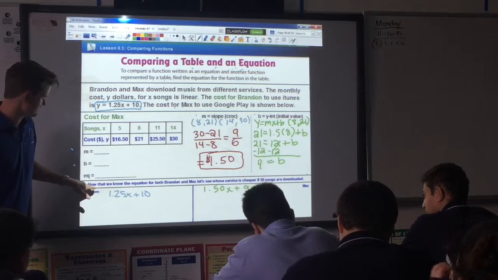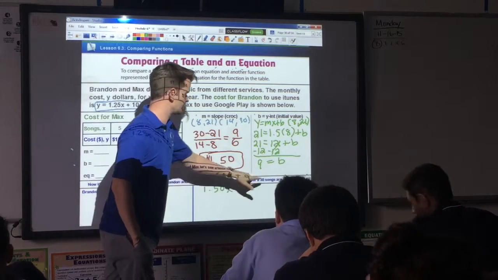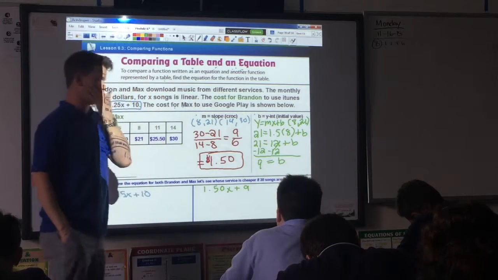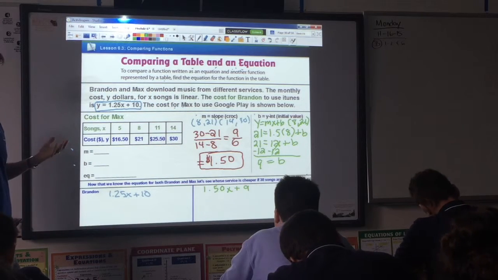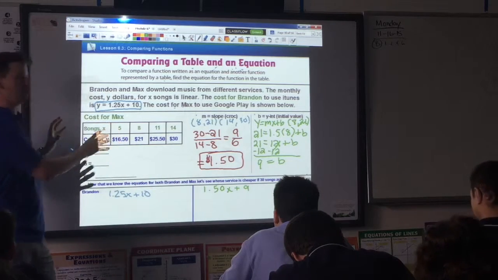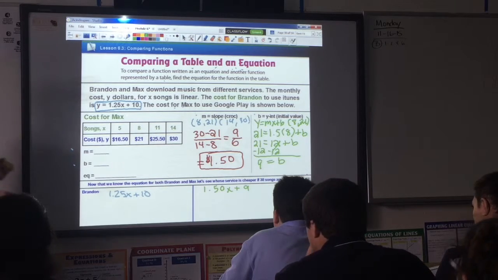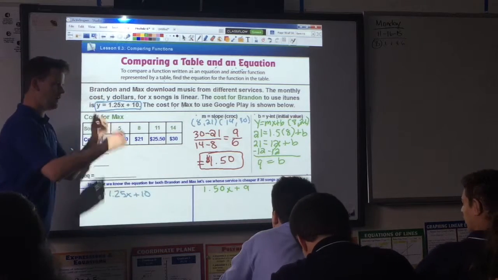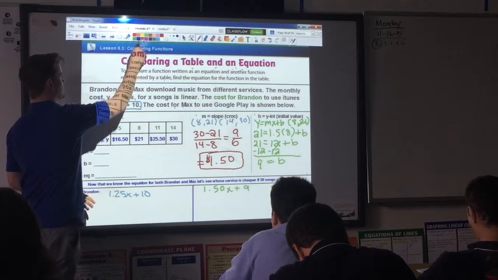And the second set of problems is, now that we know the equation for both Brandon and Max, let's see whose service is cheaper if 30 songs are downloaded. So looking back at the table, we're being asked to figure out a problem that involves songs here. If I look at the table, what is songs? Is that x or y, guys? X. So when I substitute in 30, obviously I'm substituting it in for x.